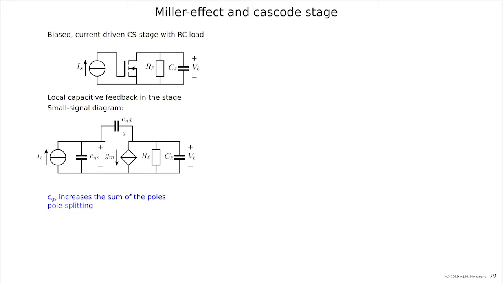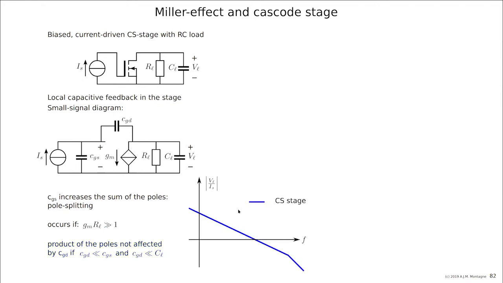And if we place CGD there, there will still be the pole at the origin, but the gain will be lower. So the loop gain pole product will be reduced for this pole. And the other pole will shift to a higher frequency. And this is called pole splitting. It occurs if there is a significant voltage gain in the stage and if the feedback capacitance is smaller than the two existing capacitances. And it results in this characteristic, for example.